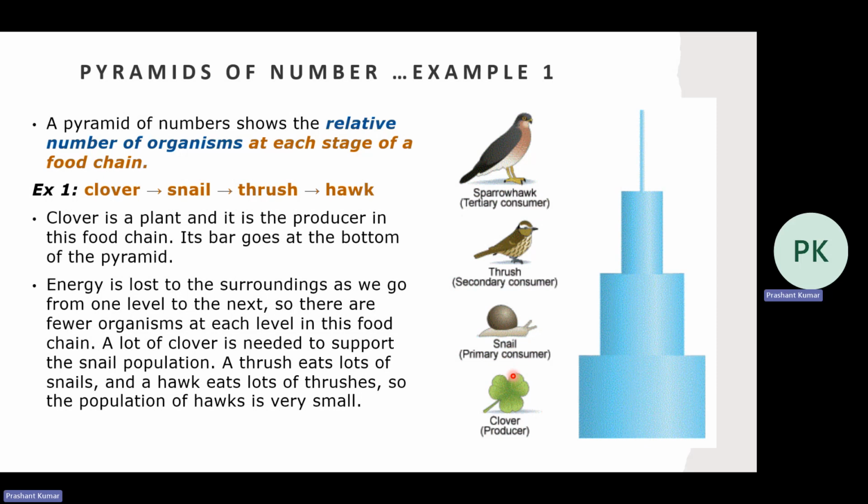Its bar goes at the bottom of the pyramid because they are the producer, the main organism, and the energy is lost in the surrounding as we go from one trophic level to the next. So there are fewer organisms in each level of the food chain, and lots of clover is needed to support the snail population. Thrush eat lots of snails, and the hawk eats lots of thrush, as you can see. So their number keeps on decreasing as you go up to the higher trophic level.